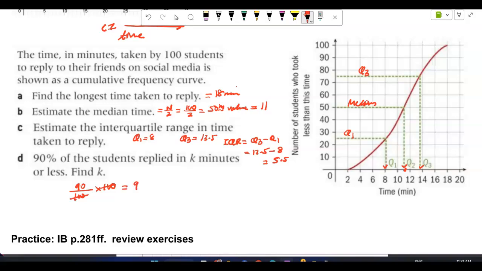Don't forget the step that I'm showing you. You have to take 90% of the total number. It just happens to be 100, so then just 90. So now you look at 90% of the students replied in K minutes or less. So this is 90%. And where does this hit? So K is 15.5. 15.7, 15.5, doesn't matter. This is pretty easy. So 15.5 minutes. Only drawing that graph.